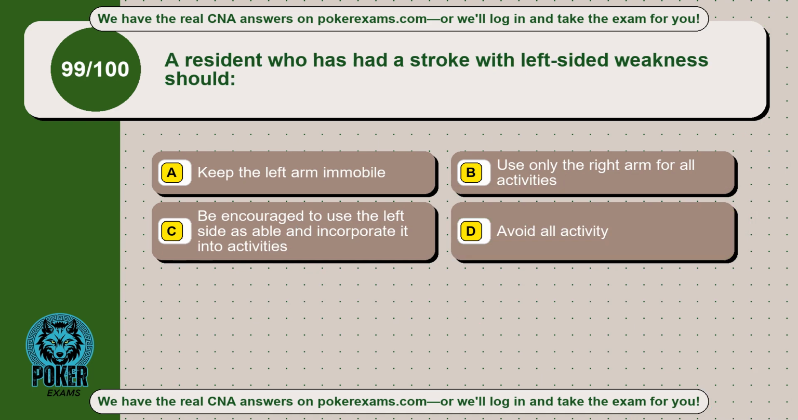Question 99. A resident who has had a stroke with left-sided weakness should: Option A. Keep the left arm immobile. Option B. Use only the right arm for all activities. Option C. Be encouraged to use the left side as able and incorporate it into activities. Option D. Avoid all activity.